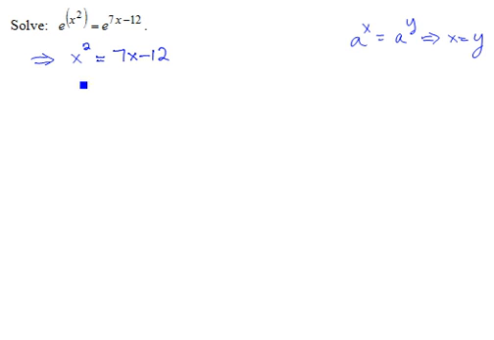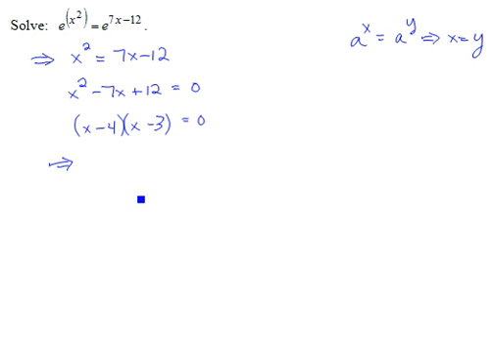So we need to solve the equation x squared equals 7x minus 12. Subtracting the 7x and adding the 12 to both sides gives me a quadratic that's equal to 0. And I think we can factor the left-hand side. We need factors of 12 that add to negative 7. Those factors are negative 4 and negative 3.